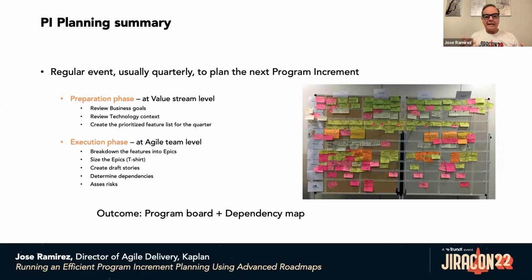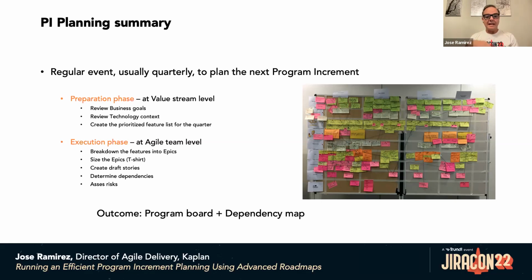And usually PI planning, again, using SAFe methodology or another hybrid methodology, has 2 phases. A preparation phase that is conducted at the value stream level to review business goals, review technology context, and create the most important input for the PI planning, that is the feature list. The feature list that comes from business and the product organization will be the target for the teams. So the feature list is the input to the Agile teams, the input to the PI planning itself.